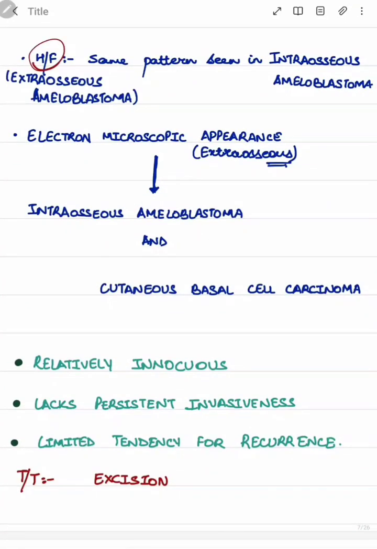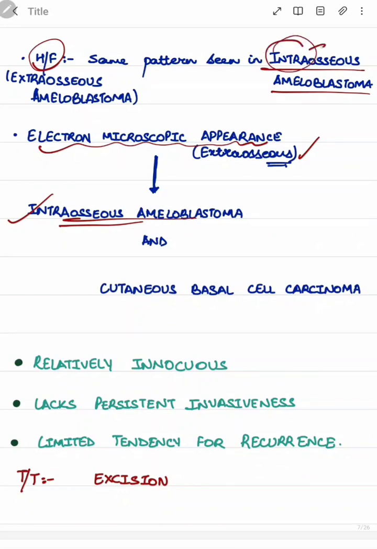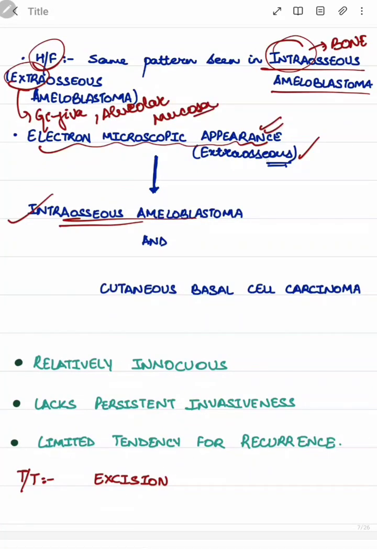Now the histological features and electron microscopic appearance of the extraosseous ameloblastoma, it is similar to the intraosseous ameloblastoma. So remember this, they are totally similar, just histologically and electron microscopically, but the affected areas are different. In intraosseous, it is affecting the bone, but in extraosseous, it is affecting the gingiva and the alveolar mucosa. This much you have to remember. The electron microscopic appearance of the extraosseous is also similar to the cutaneous basal cell carcinoma.